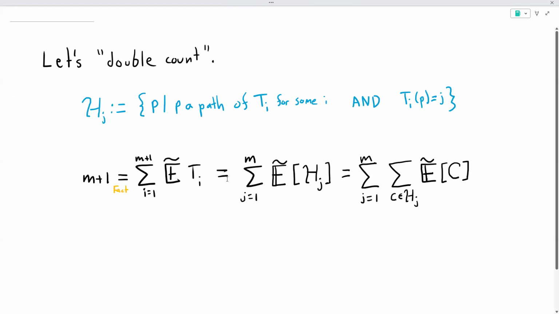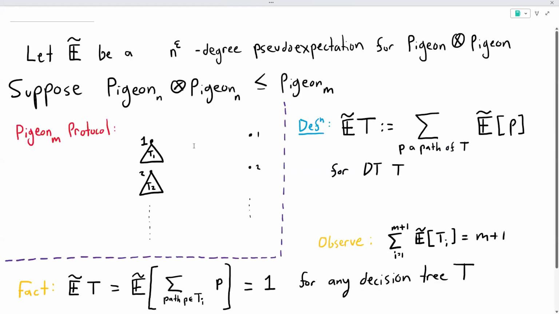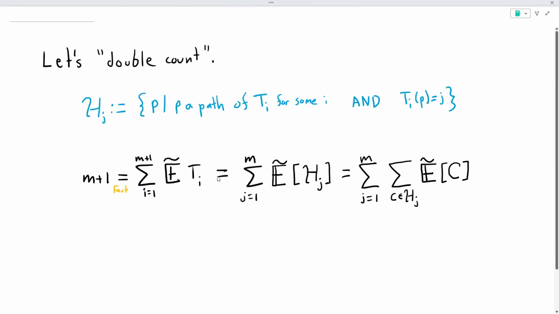Okay, so we have by our fact in the previous slide that m plus 1 equals the sum over pigeons I equals 1 to m plus 1 of the pseudo expectation on decision tree T_I. And then we can actually double count by counting over holes, that this equals the sum over holes J from 1 to m of the pseudo expectation operator on H_J. And you can see this just because every path in some T_I is going to be counted by exactly one H_J, as every path tells some pigeon to map to some hole. And we are enumerating over all holes here.